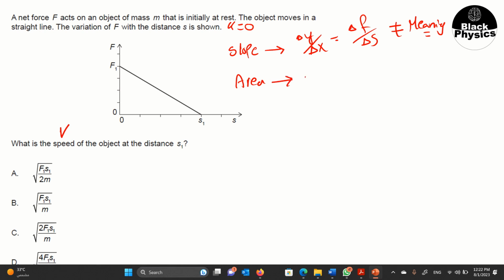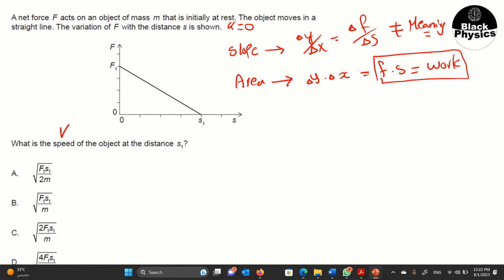Regarding the area, it is the change of y multiplied by the change of x. Simply you can use that. Of course, we're dealing with the integration of y with respect to x, but simply it's y multiplies x. So force multiplies displacement will give you the work. Okay, so the area has a meaning.